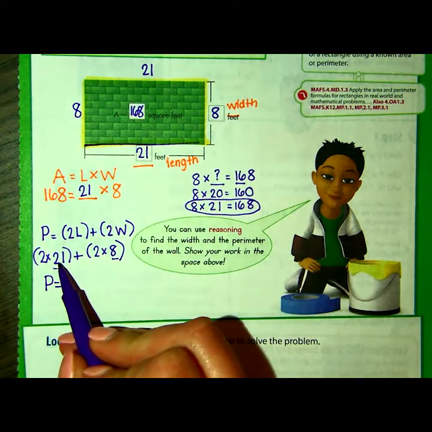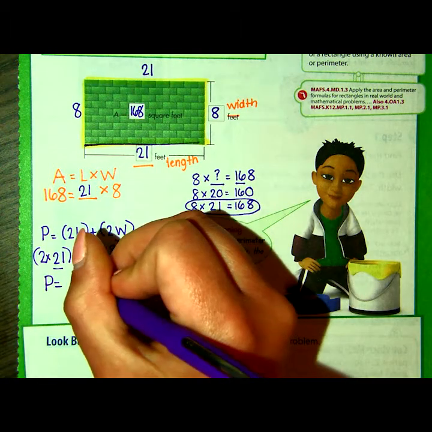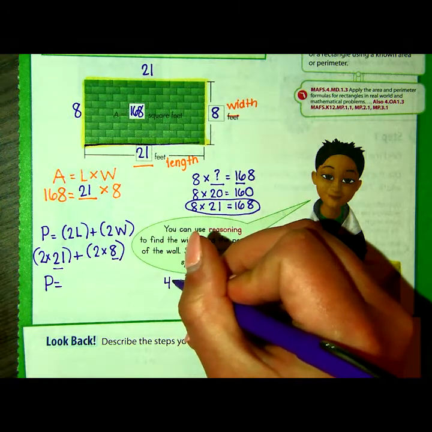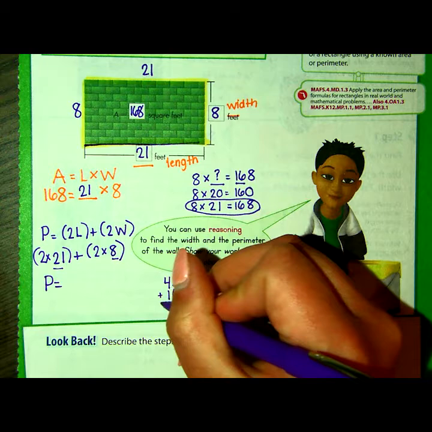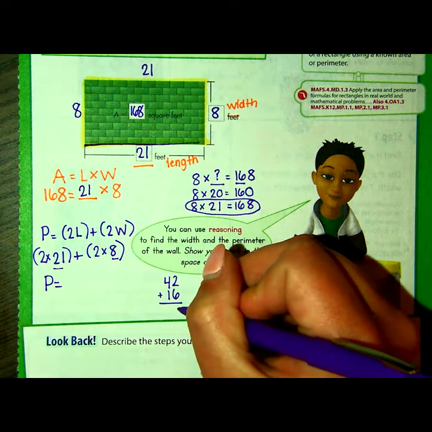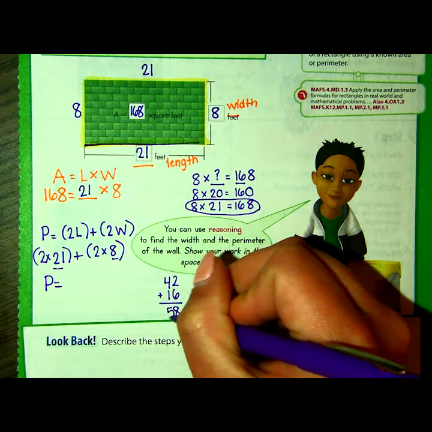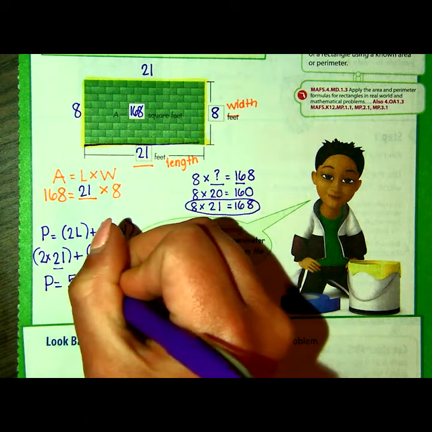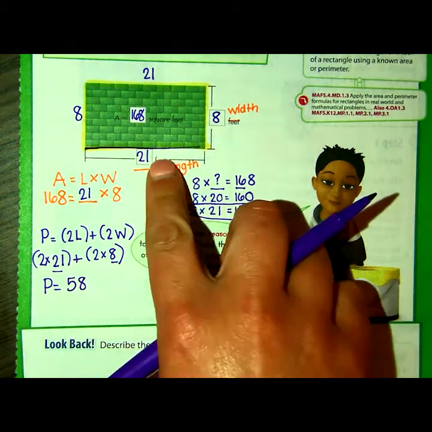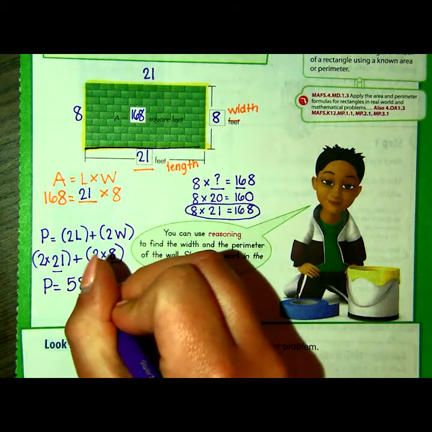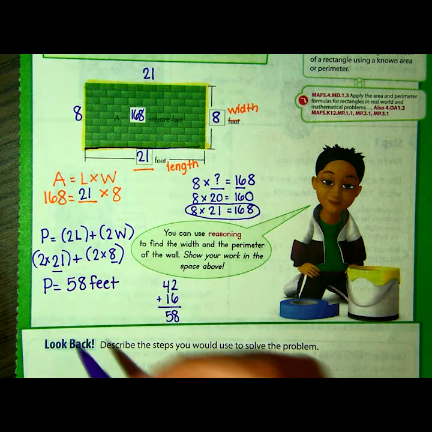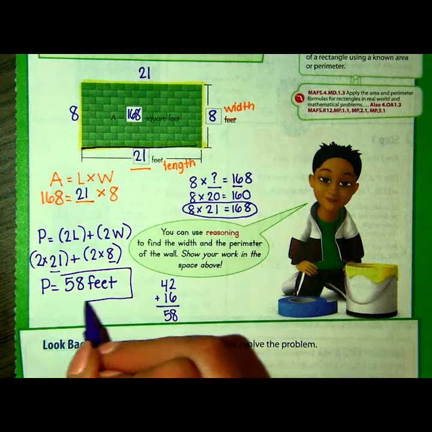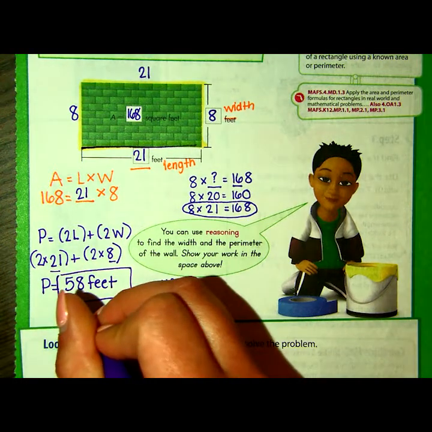21 plus 21 is going to be 42. And 8 plus 8 is 16. Let's add those together. 2 plus 6, that's 8. 4 plus 1, that's 5. So the perimeter of this figure is 58 what? We're measuring in feet. 58 feet. So the total amount of tape that's needed is going to be 58 feet of tape.